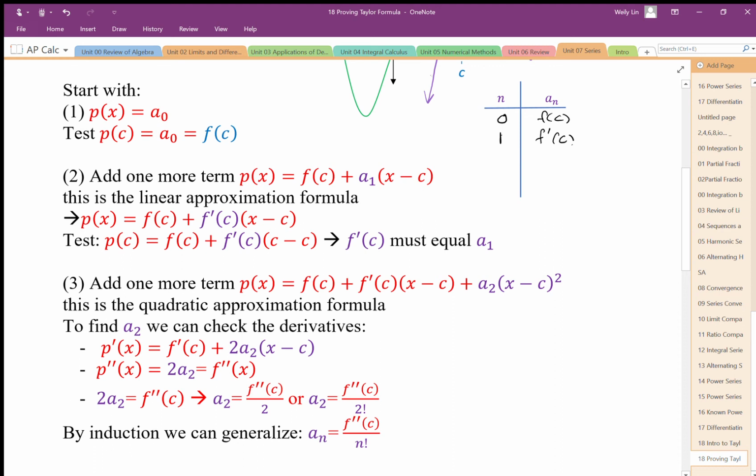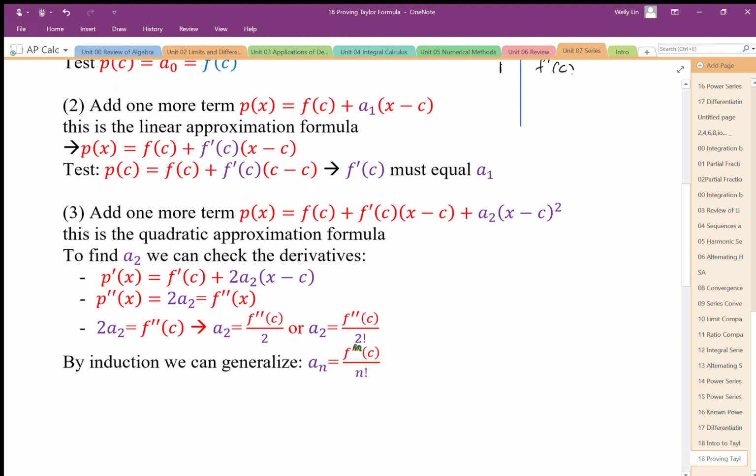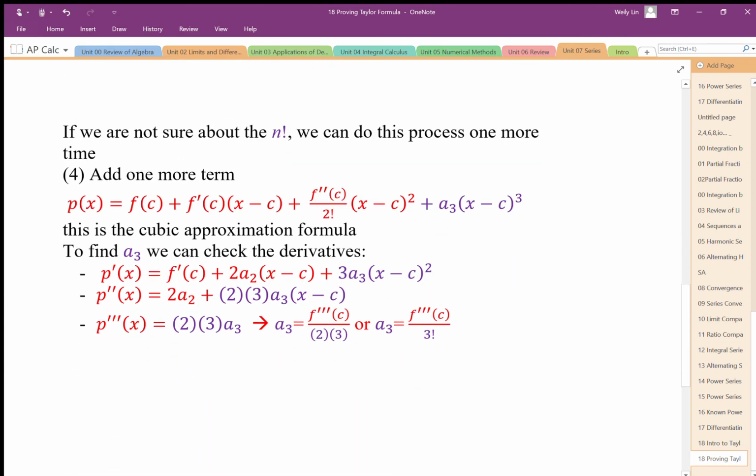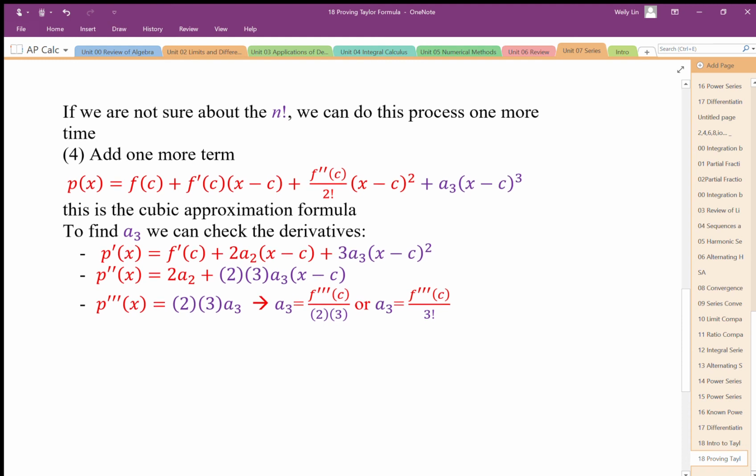Now we can see where this is leading, and by induction, we can generalize: the nth derivative of f, evaluated at c, divided by n factorial, gives our an term. You can stop the video here if you're convinced of that. But if you're not sure about that n factorial, we can do one more term and see exactly where it comes from. This is my cubic approximation formula.